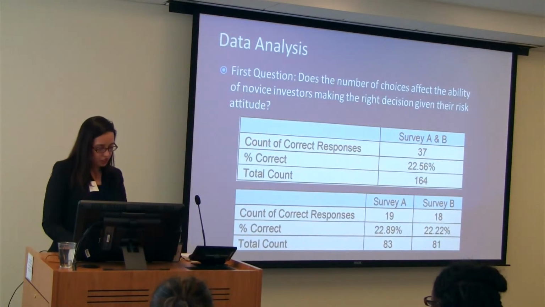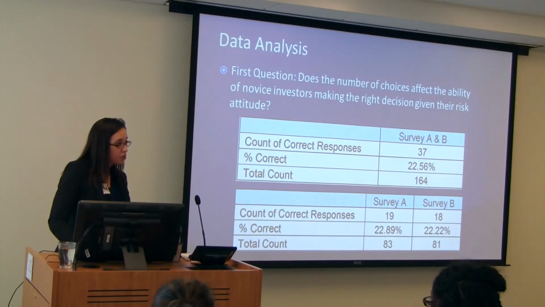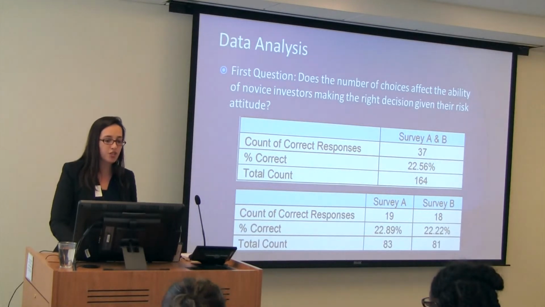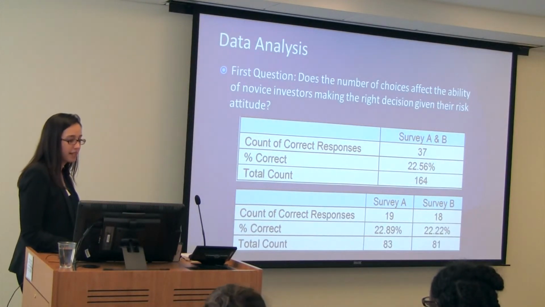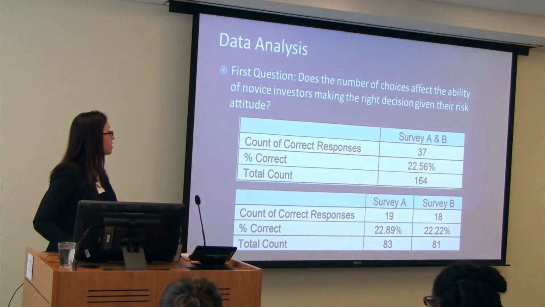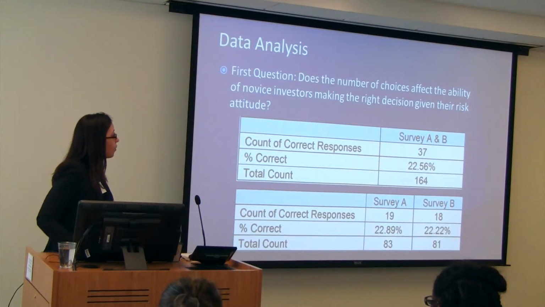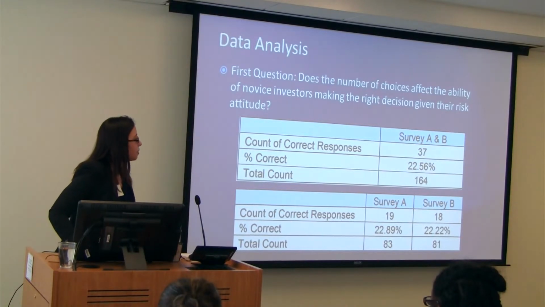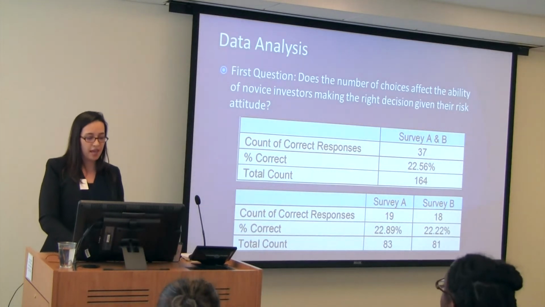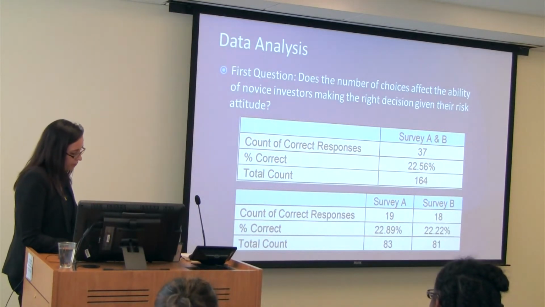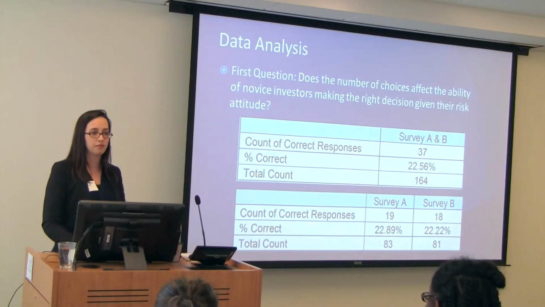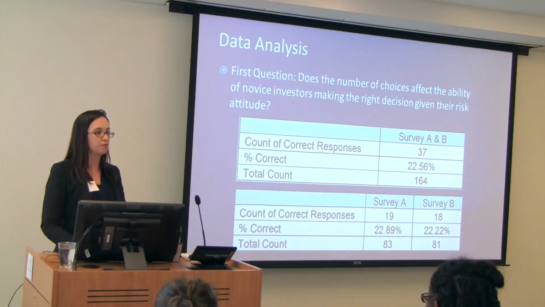And then recall that Survey A contains 5 investment options, whereas Survey B contains 20 investment options. And so the first question of the study was, does the number of choices affect the ability of a novice investor to make the right decision given their risk attitude? Overall, we had a 22% correctness. Correctness meaning they picked the right investment choice based on their risk attitude. And Survey A compared to Survey B were fairly similar. There's not a clear division between the ones with 5 options versus 20 options.